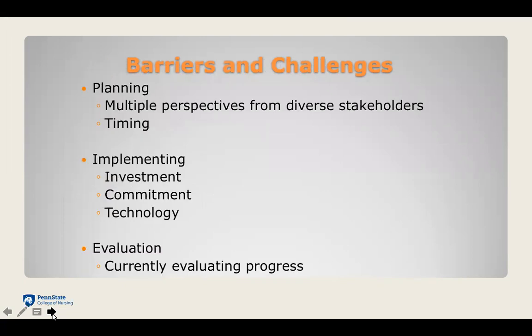So our barriers and challenges. During the planning phase, we had multiple perspectives from diverse stakeholders. Each unit, as I said prior, is very different. Everyone has a very different workflow. So identifying a time that a large amount of stakeholders could come together to discuss this was very, very challenging. And also, many stakeholders had a different perspective on what the call should address and ultimately what the outcome should be. So that was a challenge.